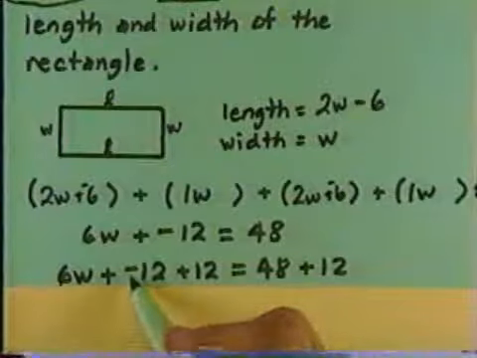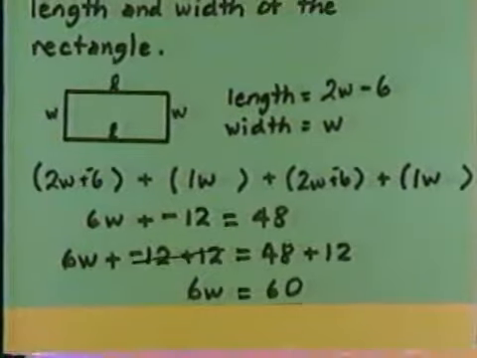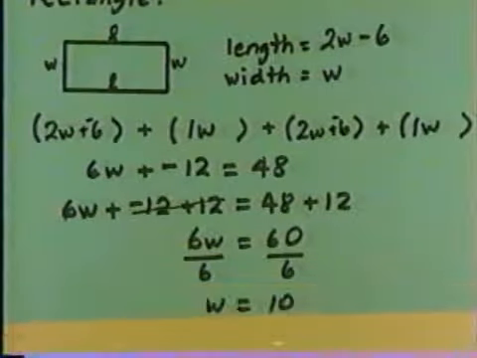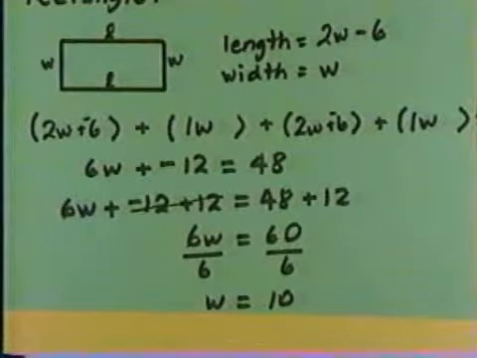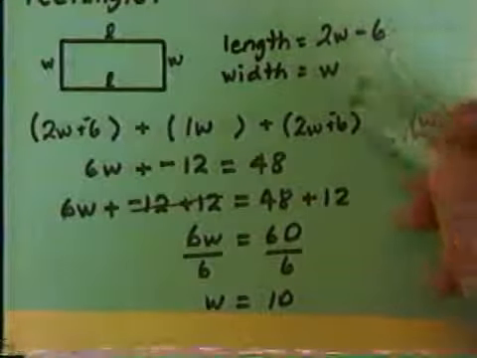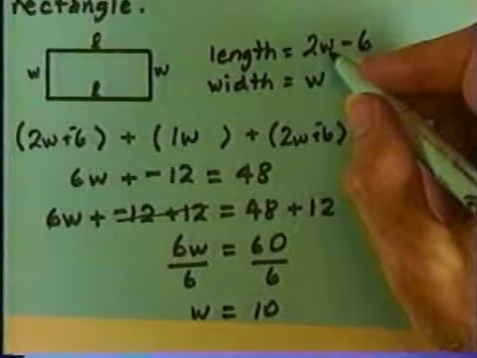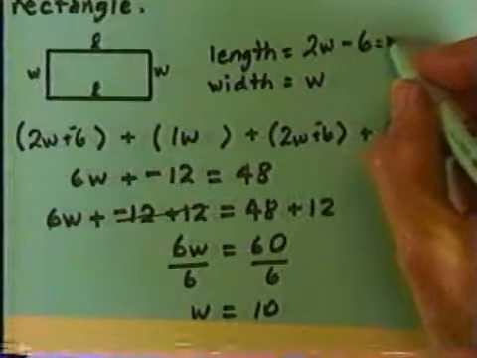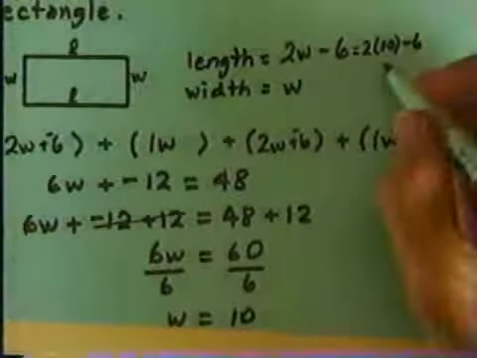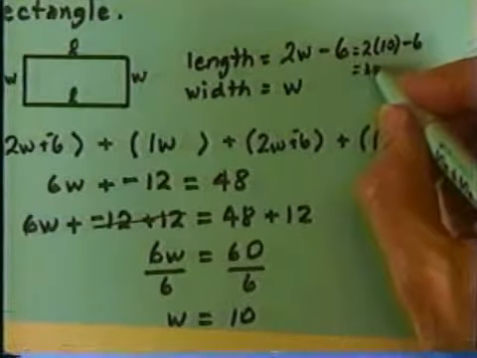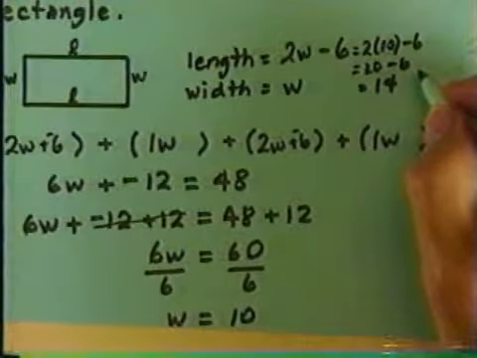The negative 12 and plus 12 cancel. That gives 6W is equal to 60. Dividing both sides by 6 gives us W equals 10. So the W equals 10. And back here where we had the expressions for length and width, let's fill in the 10. So for the length we get 2 times 10, subtract 6, which is 20 subtract 6, which is 14. So the length is 14.